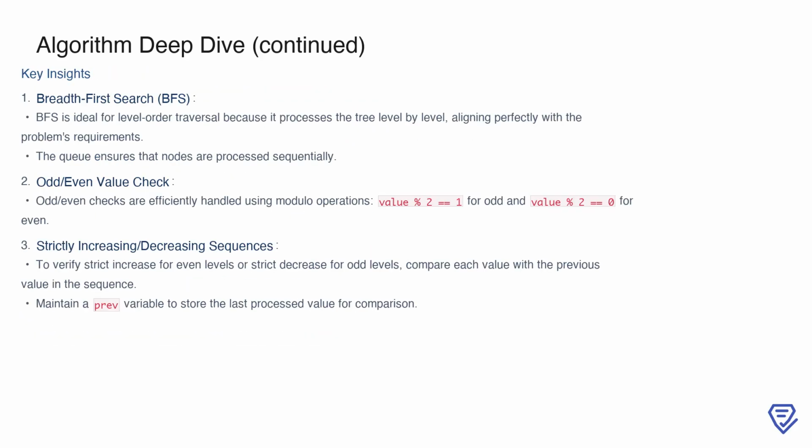This approach leverages BFS for its natural alignment with level order traversal. The queue ensures that nodes are processed in the correct sequence, making it easy to validate conditions level by level. Odd and even checks are efficiently implemented using modulo operations, checking whether a value is odd with value % 2 = 1 or even with value % 2 = 0. To ensure strict ordering within a level, we compare each node's value to the previous one. By maintaining a previous variable, we can efficiently verify whether values are strictly increasing or decreasing as required.